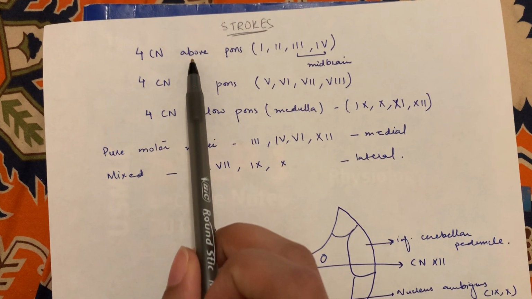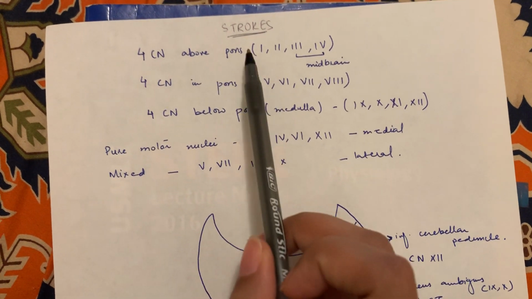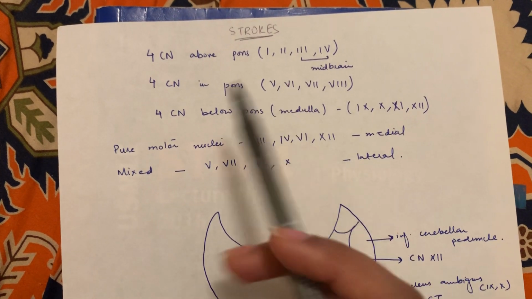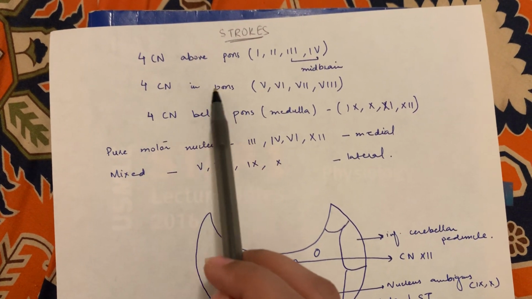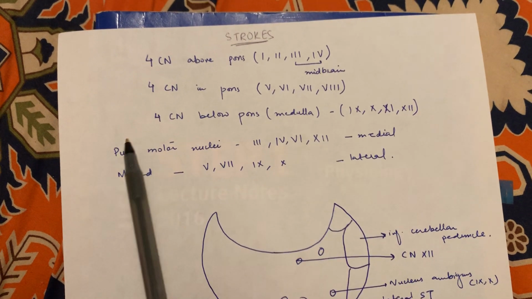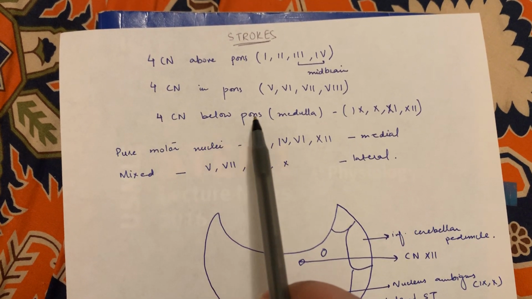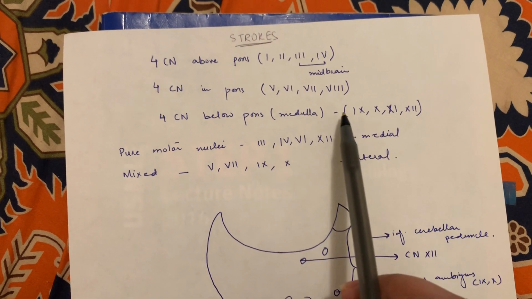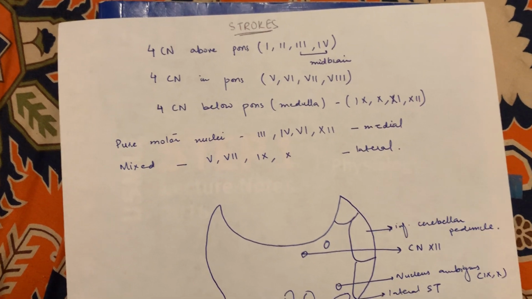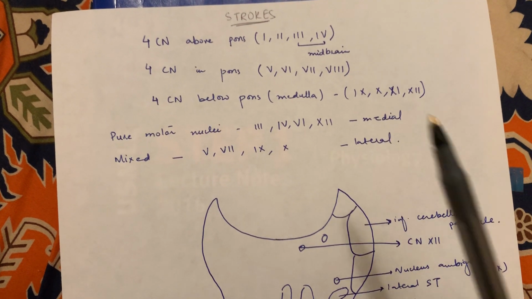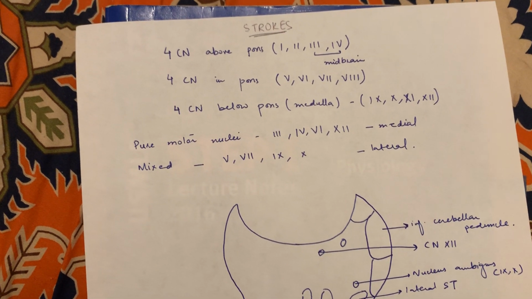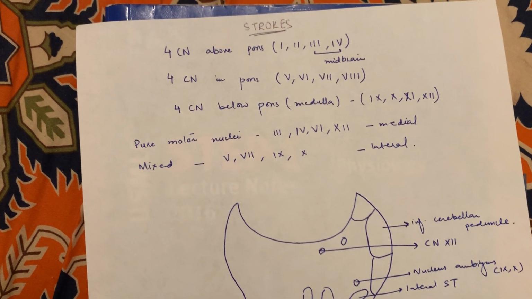Four cranial nerves arise above the pons, which are 1, 2, 3, and 4. So 3 and 4 arise in the midbrain, and 1 and 2 higher up in the brain. Four cranial nerves arise in the pons: 5, 6, 7, and 8. And there are 4 cranial nerves that arise below the pons, in the medulla: 9, 10, 11, 12. We know that 11 also arises from the spinal column, but you have to remember that it arises from the medulla as well.